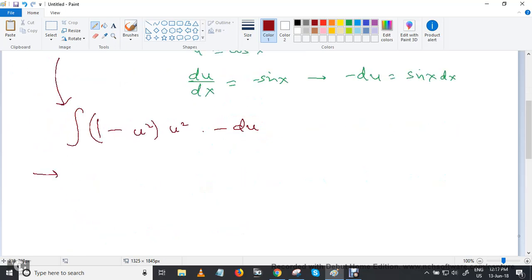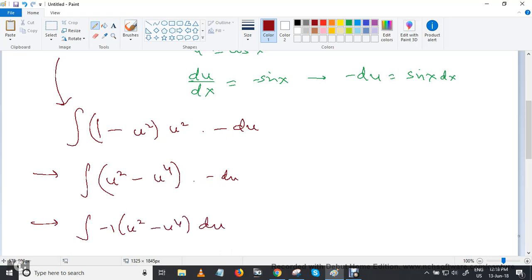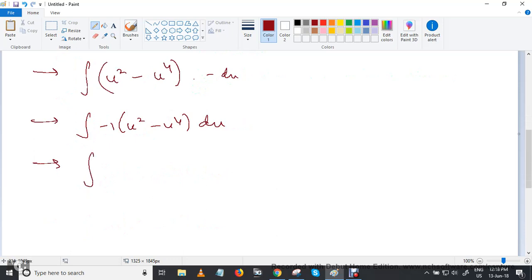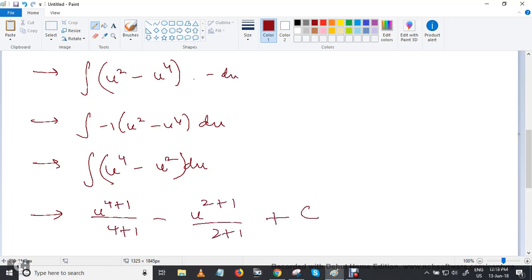Now let's expand the whole thing. When you do that, you get u square times 1 is u square, times u square is u to the power 4, times minus du. Now let's expand the minus as well by writing the minus in front like this. And when you expand this out, we get the integral of u to the power 4 minus u square du, which you can now integrate using the direct formula that you know. U to the power 4, when you integrate, you get u to the power 4 plus 1 by 4 plus 1, and when you integrate u square, you get u to the power 2 plus 1 upon 2 plus 1, and then plus c at the end.